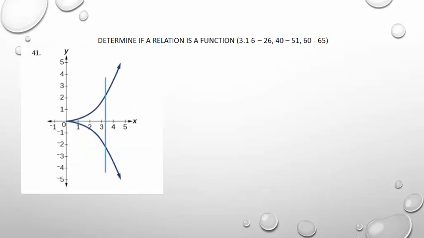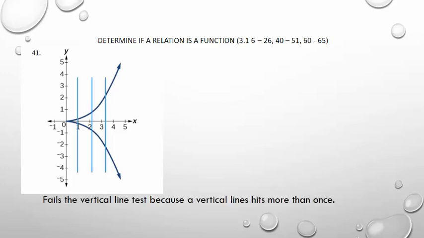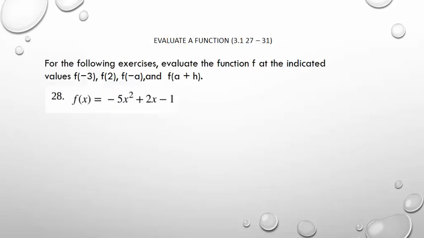Here's one that's going to fail the vertical line test. If a single vertical line, any vertical line, hits more than once, then you have an x value with more than one y value and it's not a function. So this one, lots of vertical lines are going to hit more than once. Infinitely many vertical lines there are going to hit twice. So this one definitely fails the vertical line test and is not a function.